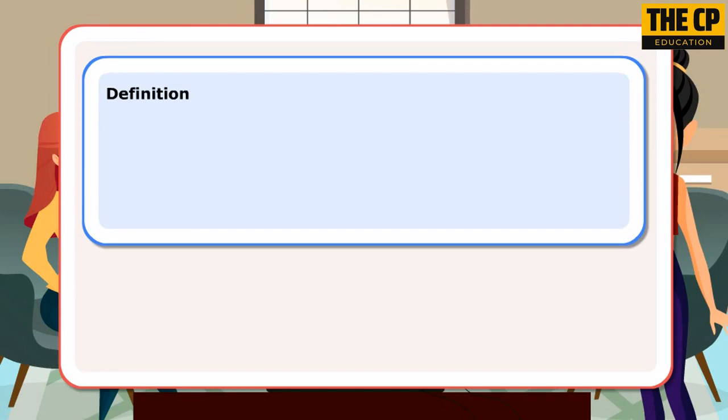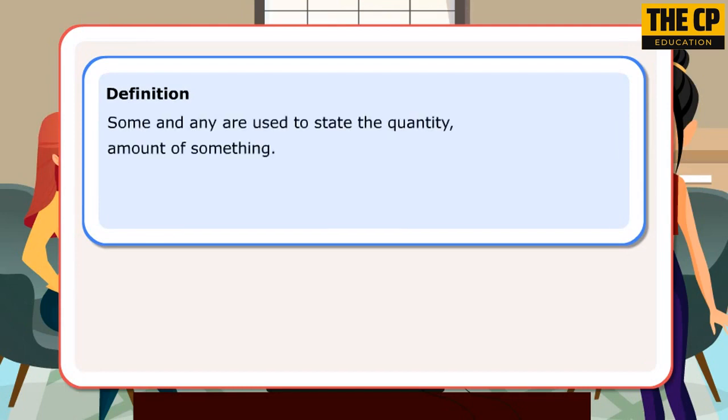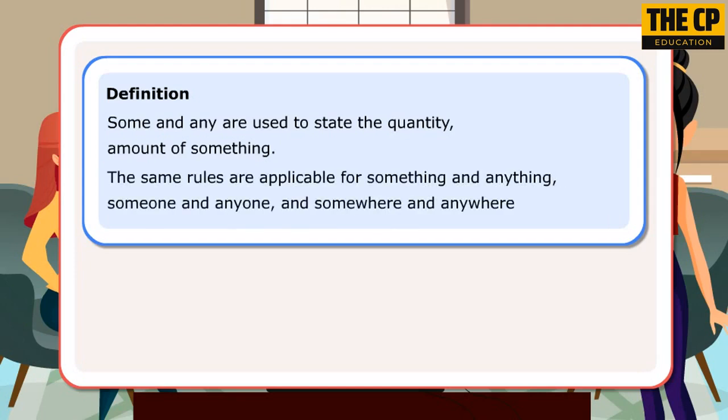Definition. Some and any are used to state the quantity, amount of something. The same rules are applicable for something and anything, someone and anyone, and somewhere and anywhere.